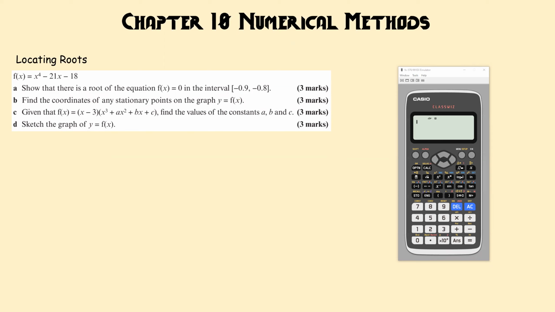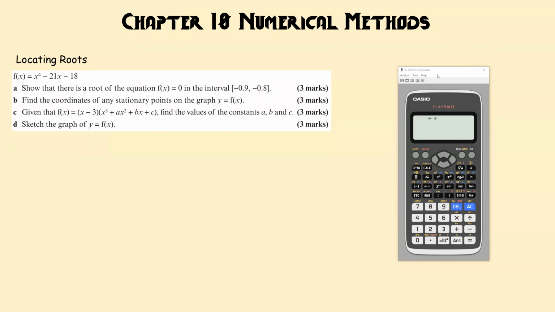So the first part is show that there is a root in this particular interval. So remember, if there's a root in the interval minus 0.9, minus 0.8, simply if we just substitute that in, we should be able to find that there is a sign difference. So that's the first thing I'm going to do here.